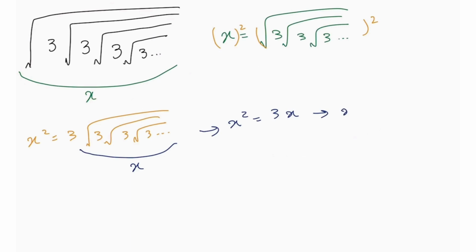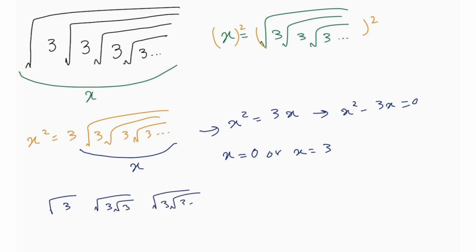This is equal to x to the power of 2 minus 3x equal to 0, and that gives us x is either 0 or 3. But we know that under root of 3 or under root of 3 times 3 or under root of 3 times 3 and so on, these are all positive numbers. None of these are negative numbers. Therefore, we know that x cannot be 0. So x is equal to 3.